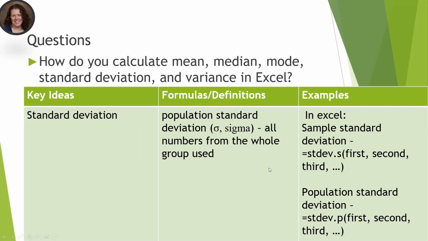So in Excel, if you're going to use the sample standard deviation, you're going to do equals stdev.s and list the data. Population is the same, but it ends with a .p. And so when you're doing problems, just look for what type of data you have. Does it represent everyone possible, or is it just some of them? Most of the time, you're just going to have some of them.